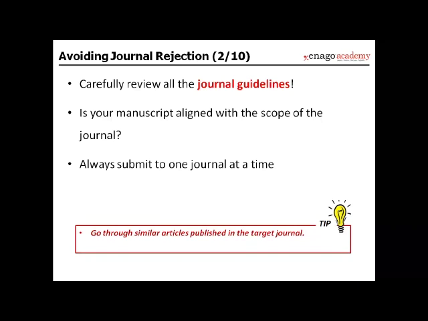Now, the second point is equally critical. Is your manuscript aligned with the scope of the journal? Let's say you have some very interesting data in the area of protein membrane interactions. So the field is chemical biology, and you accidentally submit it to a journal, or you are accidentally almost about to try to submit to a journal that is exclusively dealing with organic chemistry content, then it's going to get rejected right away.